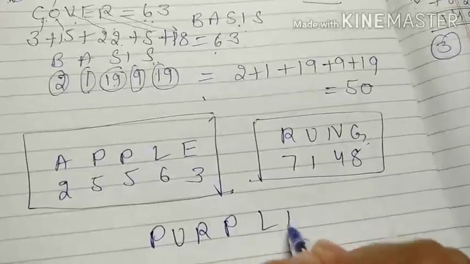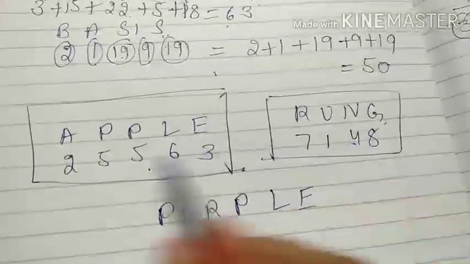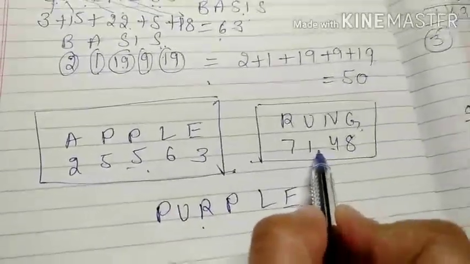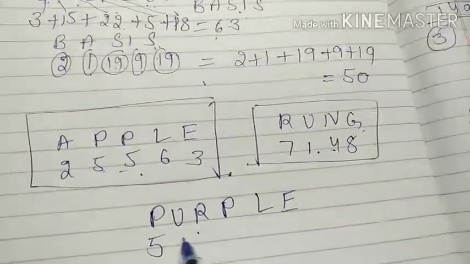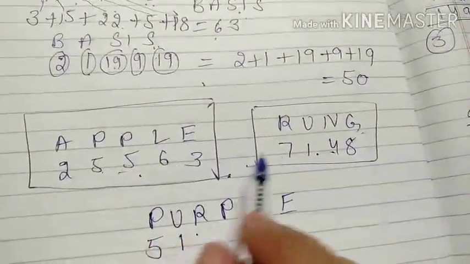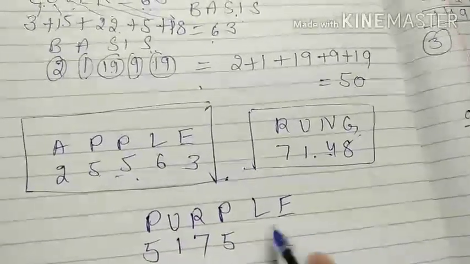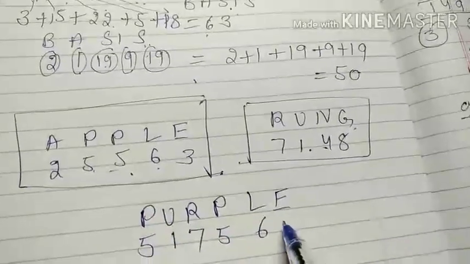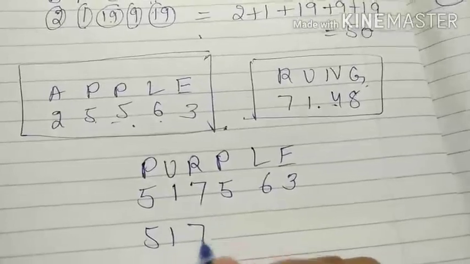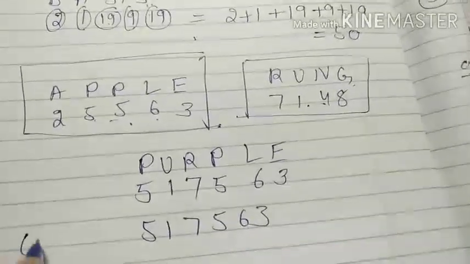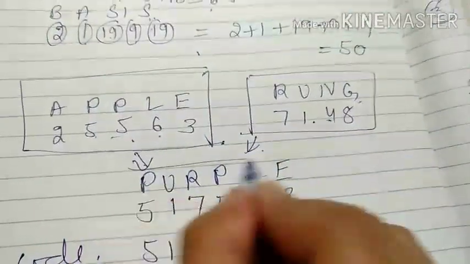First code, then value. When you are going to find the code of PURPLE, you have to pick the code from here, whatever is given in your question. P code is 5, U is 1, R is 7, P is again 5, L is 6, and E is 3. So your code is 517563. That will be your answer according to these two codes given to you.